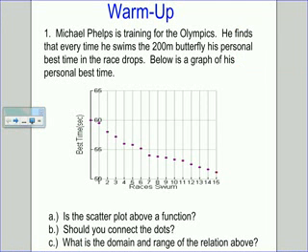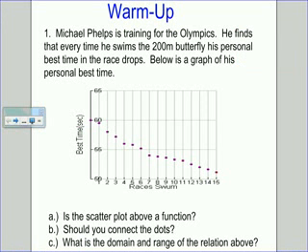Okay, warm up. Michael Phelps is training for the Olympics. He finds that every time he swims the 200-meter butterfly, his personal best time in the race drops. Below is a graph of his personal best time. Is the scatter plot above a function?